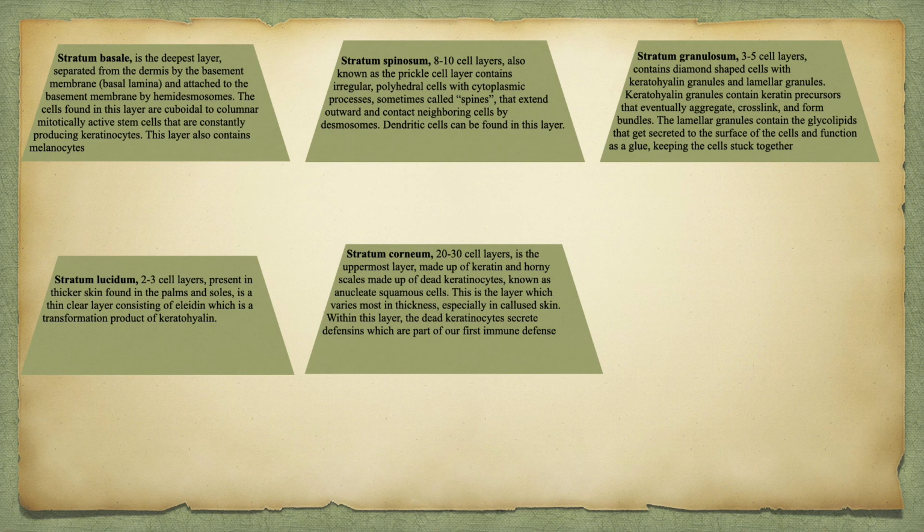Stratum corneum has from 20 to 30 cell layers, is the uppermost layer made of keratin and horny scales made up of dead keratinocytes known as anuclear squamous cells. This is the layer which varies most in thickness, especially in calloused skin. In this layer the dead keratinocytes secrete defensins, which are part of our first immune defense.